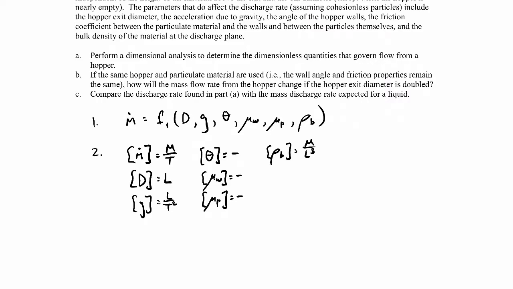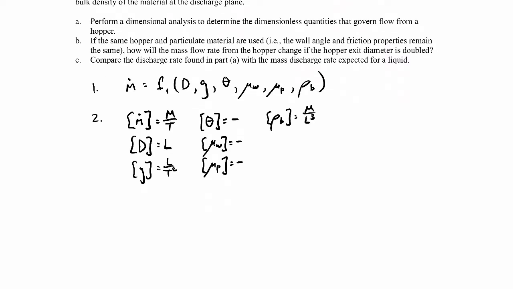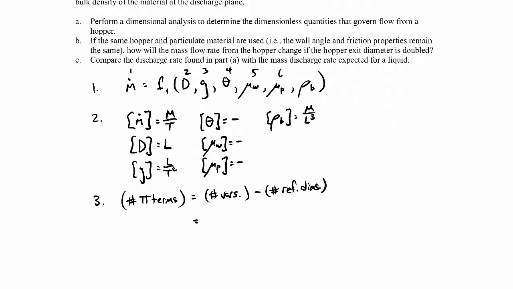So we need three reference dimensions to describe all these variables. So that's coming up in step 3 here, where we find the number of pi terms using the Buckingham pi theorem. It's the number of variables minus the number of reference dimensions. So the number of variables is 1, 2, 3, 4, 5, 6, 7. Number of reference dimensions is 3. We said it was a mass, length, and a time. So we expect to have 4 pi terms.